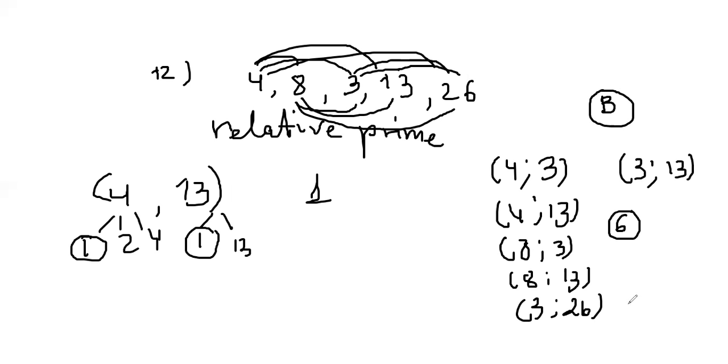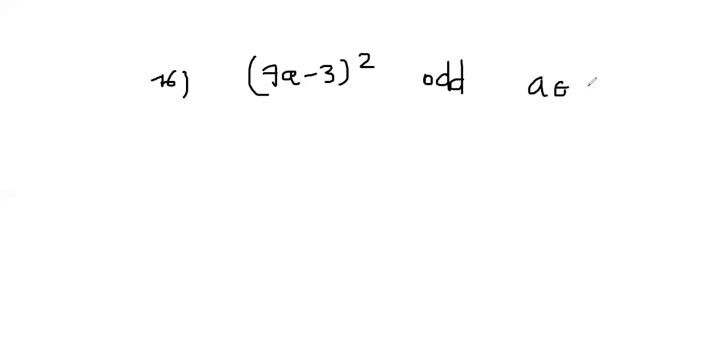In those exercises, it's also asked to find the common divisors, meaning to find the relatively prime numbers. So we are coming back to number 16. We know that (7a minus 3) squared is an odd number, and a is a natural number. Which of the following should be an even number? So we are looking for an even answer.